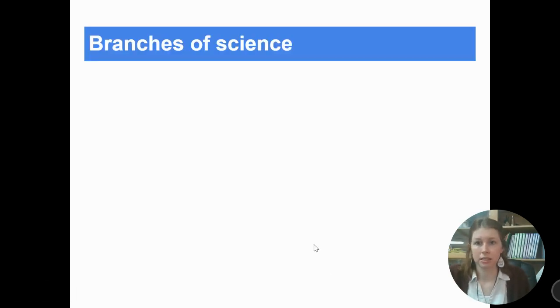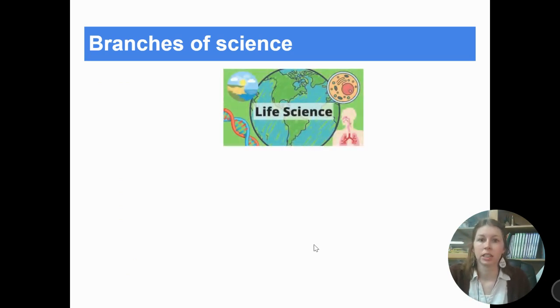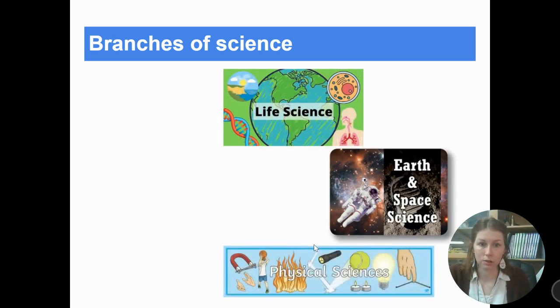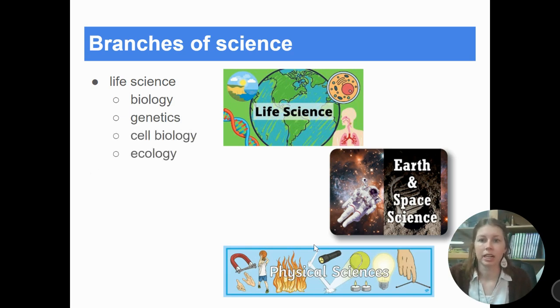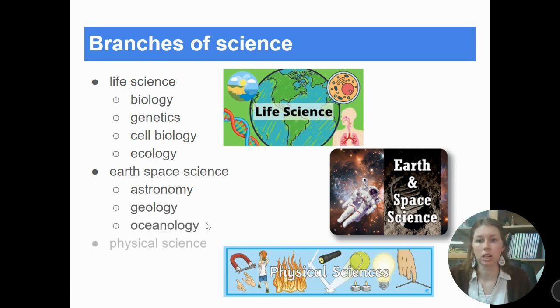Then the branches of science. There are 3 main categories of science: life science, earth and space, and physical. But then within those, there are more categories. So in life science, we have biology, genetics, cell biology, ecology. And so these are all different types of science that deal with living things. Then we have earth and space science. And so this is astronomy, geology, oceanology. And so these 3 all deal with the earth and space, but not living things. So it's the non-living parts of earth and space. Physical science is about like the physics of how the molecules interact with each other, and that would be chemistry and physics.